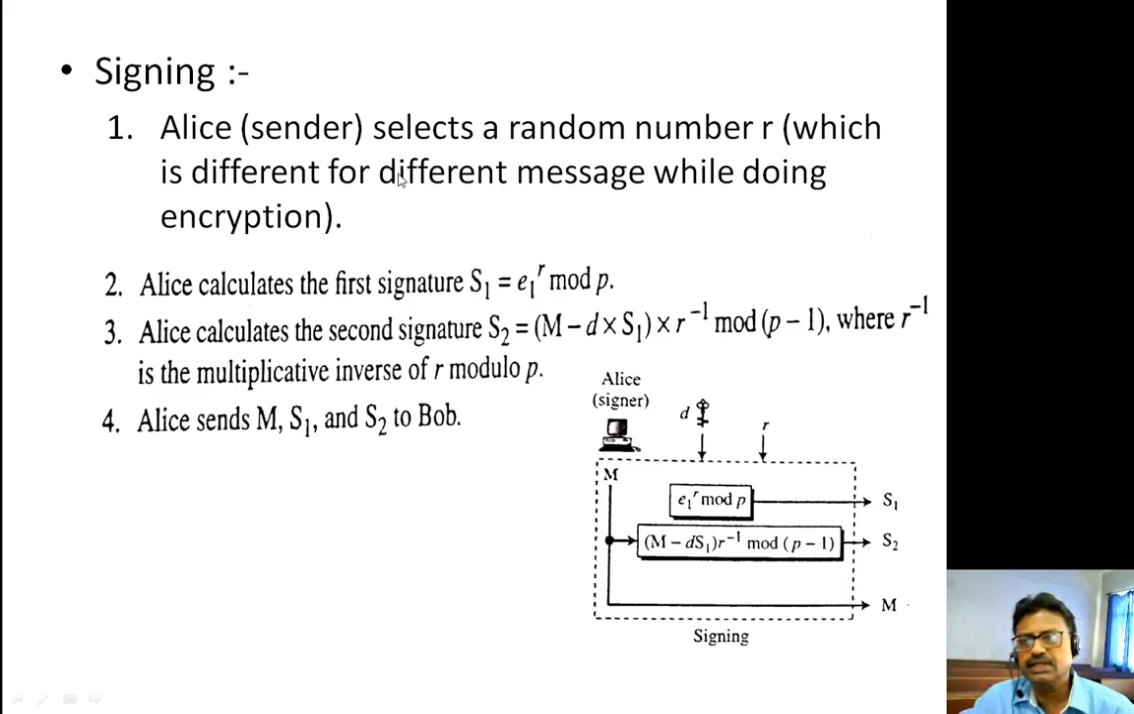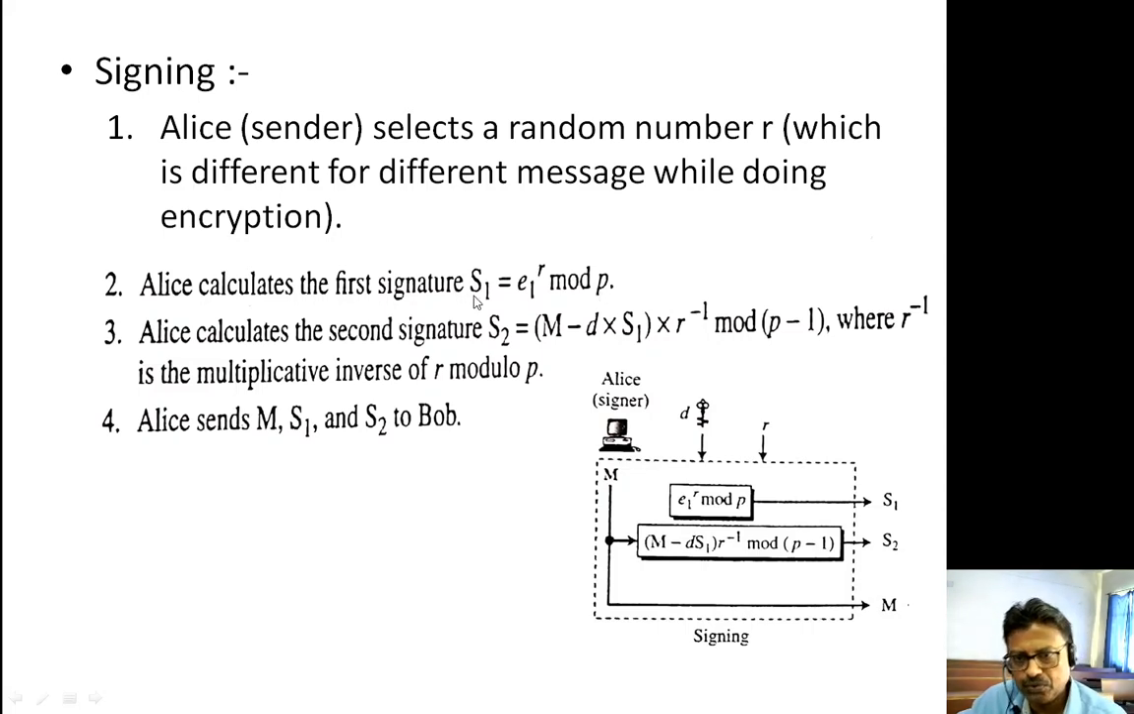Once she generates a random value R, she calculates the first signature, that is S1. S1 is equal to E1 to the power R mod P. Now E1 is part of the public key, so it is known. R she has generated, and P is the large prime number she has assumed.